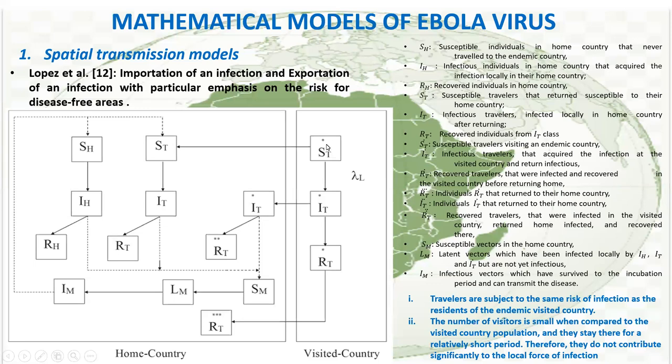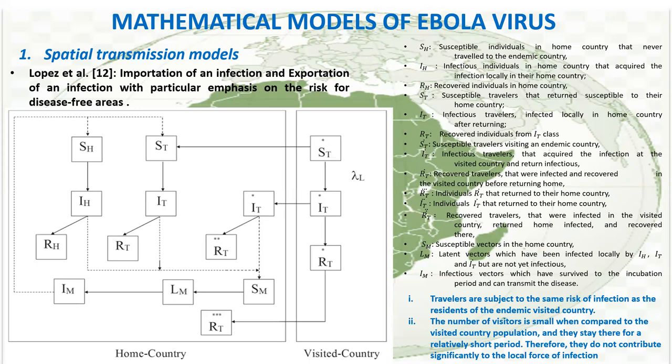Now, from this model, because it's an importation and exportation of infection, they also considered another aspect: susceptible travelers visiting an endemic area. There's someone from a place visiting a place that is endemic, and also infected travelers acquiring the infection at the place they visited and returning infectious. So they studied this particular model, where S_M has to do with susceptible vectors, which can be susceptible animals, latent animals, and also infectious animals after their incubation period.